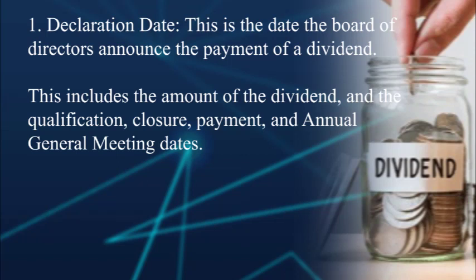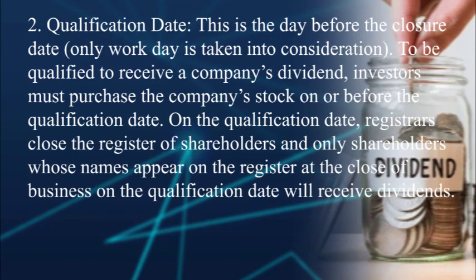1. Declaration date. This is the date that the board of directors announced the payment of a dividend. This includes the amount of the dividend, the qualification, the closure, the payment, and the annual general meeting dates. 2. Qualification date. This is the day before the closure date. Only work days are taken into consideration.